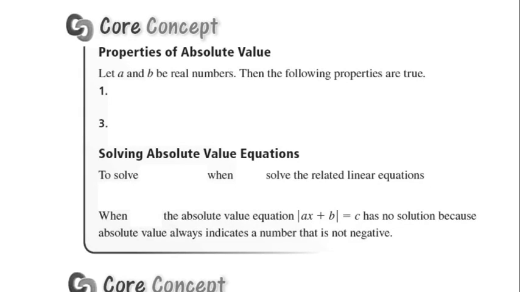Alright, hello again. This is chapter 1.4 for Algebra 2. These are the core concepts. There are two core concepts. The first one has to do with the properties and the solving of an absolute value equation. So, for the properties, we're going to let A and B be real numbers. Alright, so basically, these represent actual real numbers, not irrationals or anything like that.